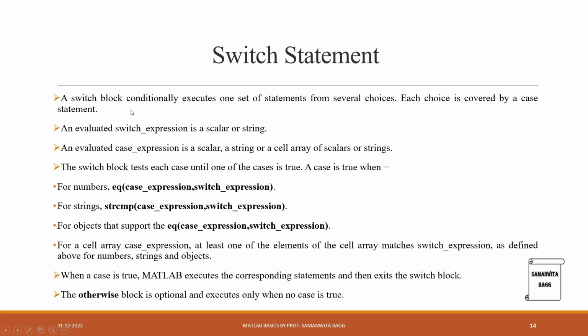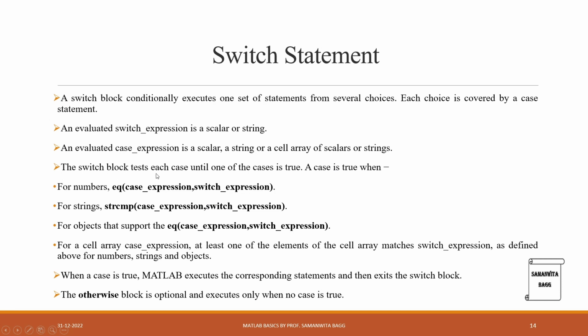A switch block conditionally executes one set of statements from several choices. So suppose you give a few choices and you decide that you want to discuss a particular choice, then each choice is covered by a case statement. An evaluated switch expression is a scalar or a string. So it's a number or alphabets together. That's a string. An evaluated case expression is a scalar, string or cell array of scalars or strings.